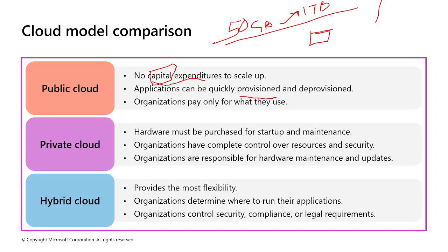So organizations pay only for what they use. So this is what is called pay as you go. So you only pay for exactly what you use, right? You don't need to do any form of upfront payment, right? So private cloud hardware must be purchased for startup and maintenance.